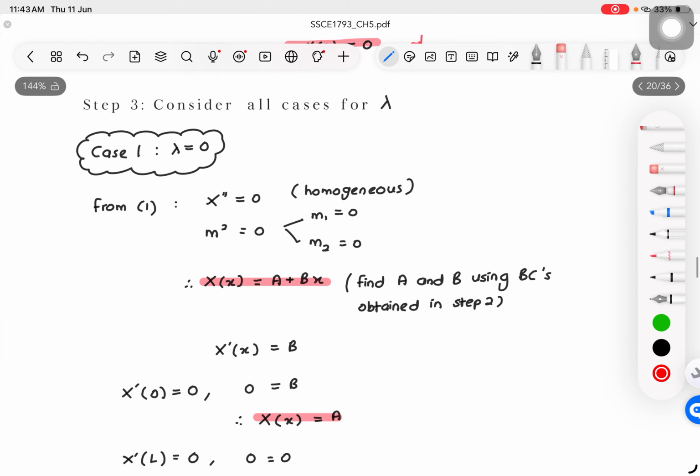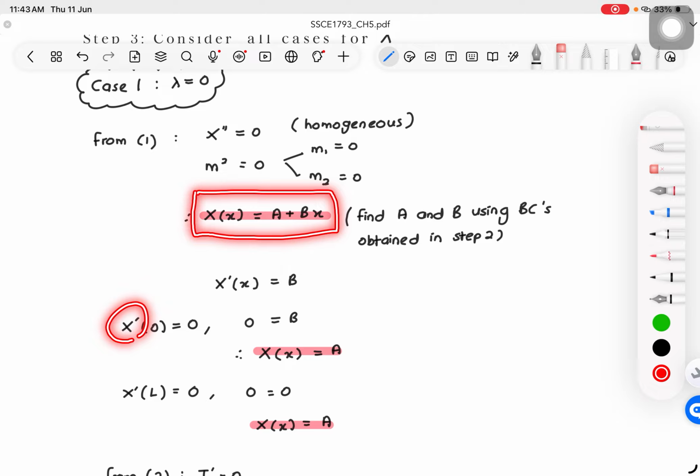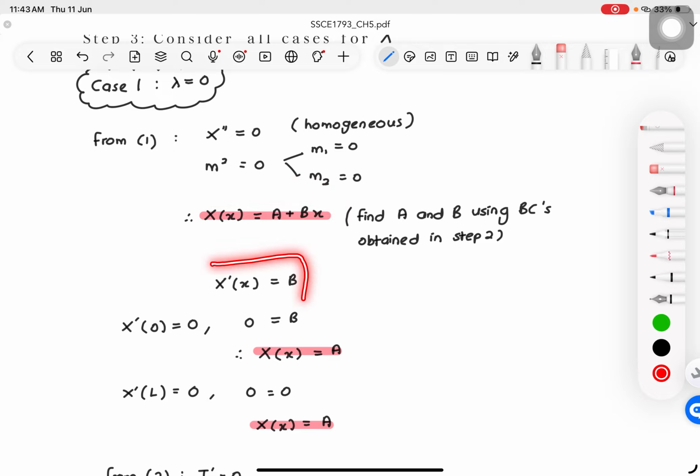Okay, so we're going to use the first boundary condition. The first boundary condition is x prime 0 is equal to 0. So meaning that the boundary condition is for x prime, while here we have the general solution for x. So what you need to do is differentiate this equation with respect to x to obtain x prime. So when we differentiate with respect to x, we get x prime is equal to b.